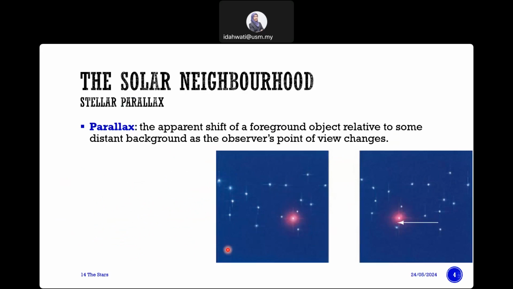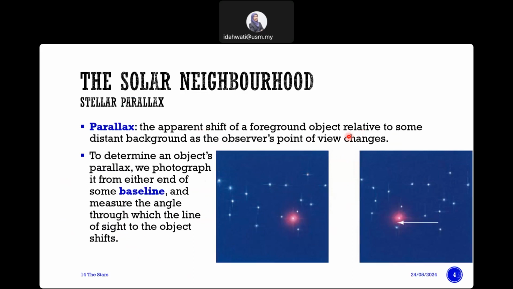Stellar parallax in astronomy: astronomers use the parallax to measure the distance to stars by observing a star from two different points on the Earth's orbit. So they can calculate the angle of the parallax shift. This angle is then used to determine the distance to a star, as you can see here. These are the photographs of some of the baseline and how to measure the angle.